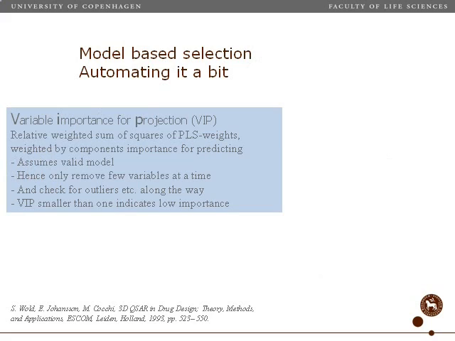There's another set of tools that you can use for selecting variables. In particular, there's something called the variable importance for projection, or VIP. It's a combined measure of how much a variable contributes to describing Y and describing X. So it gives you an indication of whether this variable is well founded in X as well as important for predicting Y.